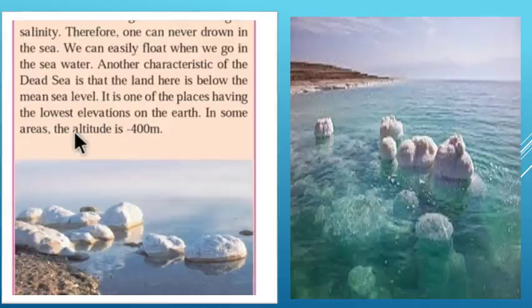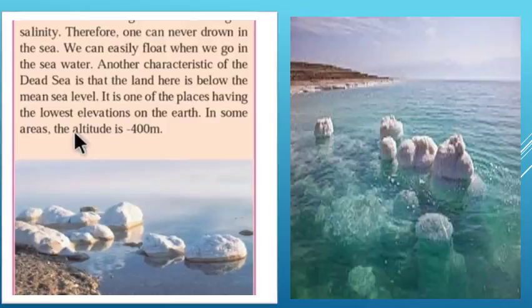Continuing with the Dead Sea only, children, therefore one can never drown in the sea and we can easily float when we go in the sea. Another characteristic of the Dead Sea is that the land here is below the mean sea level. It is one of the places having the lowest elevation on the earth. In some areas the altitude is minus 400 meters. So what you can see, it's going below the earth at a very low level, and you can see in both the images how the bulge of salt has been formed.